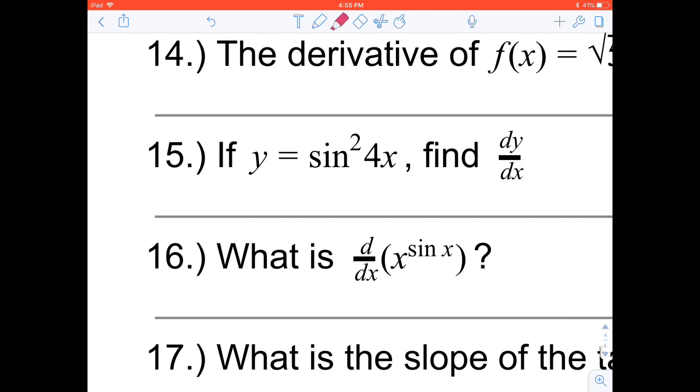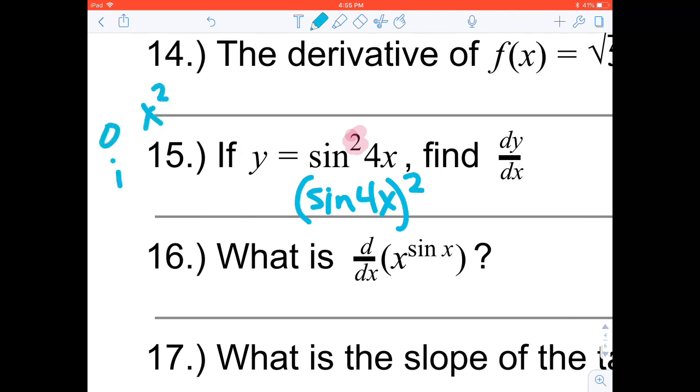Anyways, so y is equal to sine squared 4x. This little guy right here, that 2, is really just a fancy way of writing this. So already I have a chain rule. My outside function is x squared, and my inside function is sine 4x. Taking a look at your inside function, really noticing that this is going to be another chain rule when we have to take the derivative, so we'll take care of that in just a minute, but keep that in mind. This is a double chain. So we have an outside and an inside.